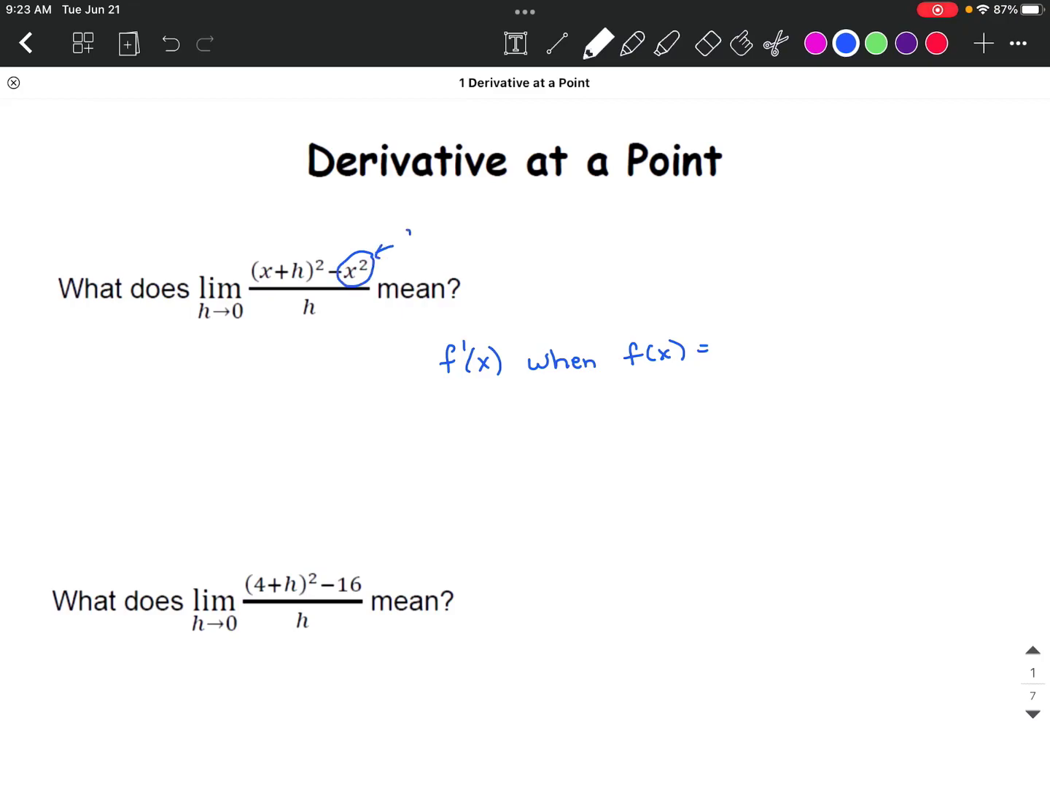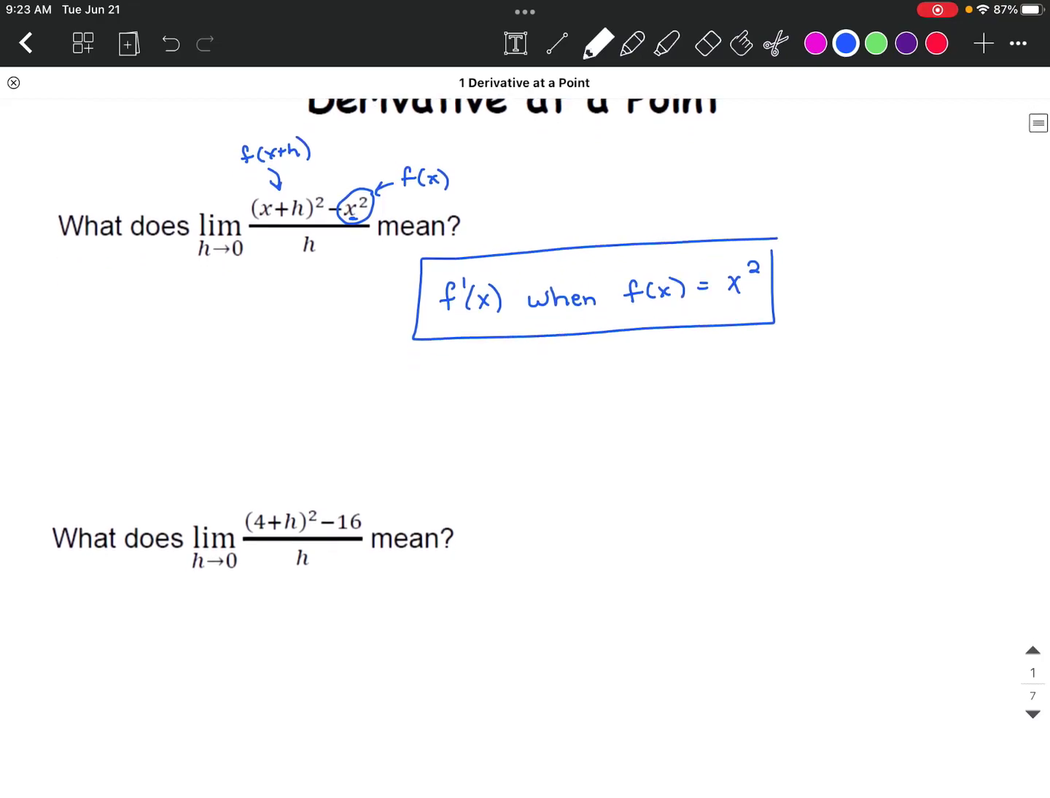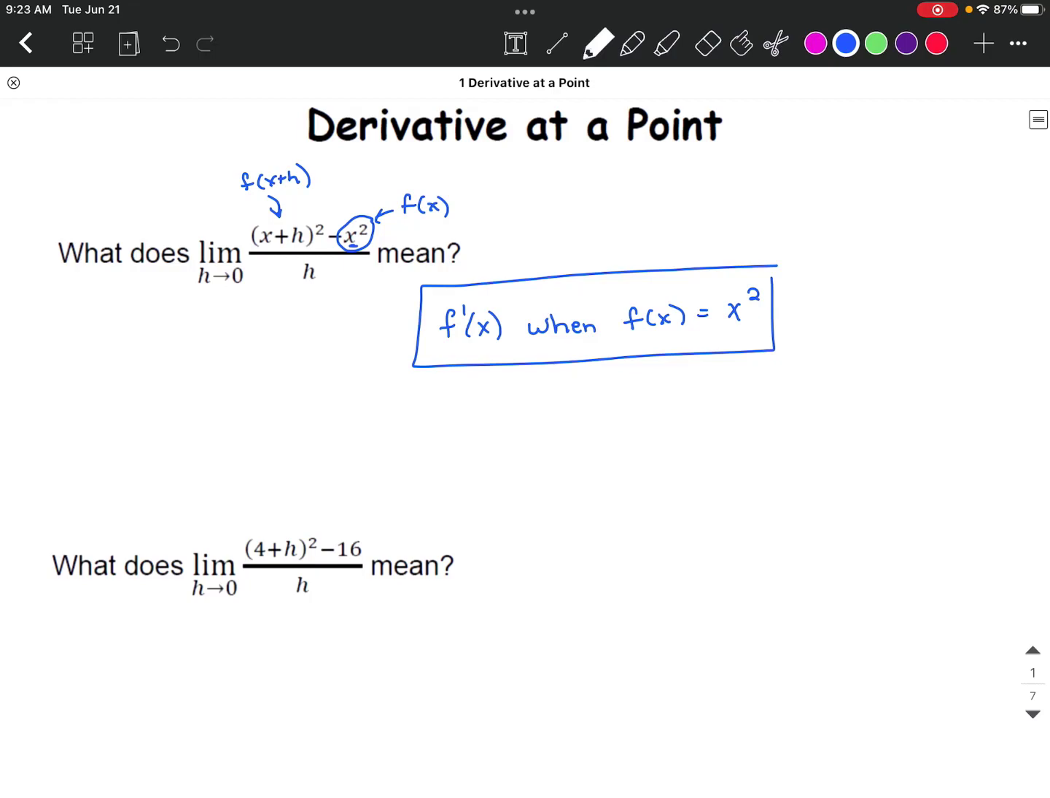Remember, this part is f of x, and this part is f of x plus h. So all they're doing is x squared, and yes, that's the quantity x plus h squared. So here, we know that this then means the derivative of f of x when f of x is x squared. Well, what if I change this to the limit as h approaches 0 of 4 plus h quantity squared minus 16 all over h.